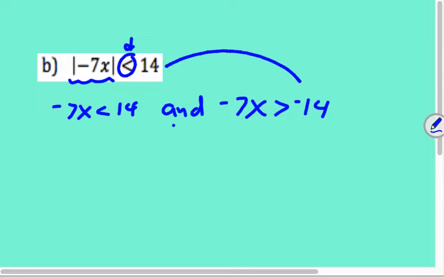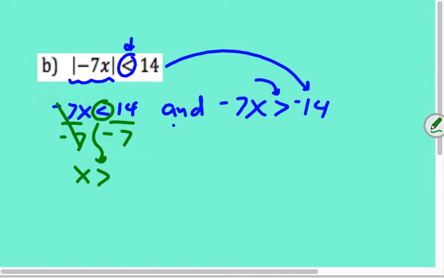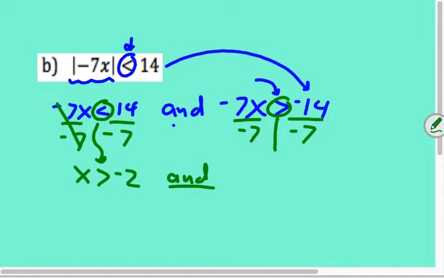So whenever you turn it into a negative, you have to flip the inequality symbol also. You have to be careful with this one because we're dividing both sides by a -7. So when I divide by a negative, I flip my inequality symbol. So this becomes greater than. These cancel out and x is greater than -2. And dividing by a negative again here, flip your symbol. Instead of greater than, now it's less than. These cancel out and x is less than +2.